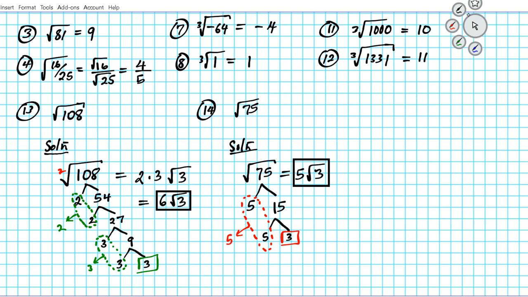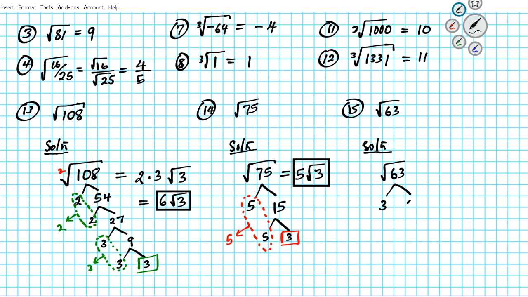All right, let's take a look at number 15. Number 15, let's say you're looking for the square root of 63. That clearly is not a perfect square. It's pretty close to 64. What's the square root of 63? Well, we're going to follow the same procedure. Let's go ahead and break it down. 3 goes into 63 because the sum of the digits, which is 9, is divisible by 3, so that number is divisible by 3 also.